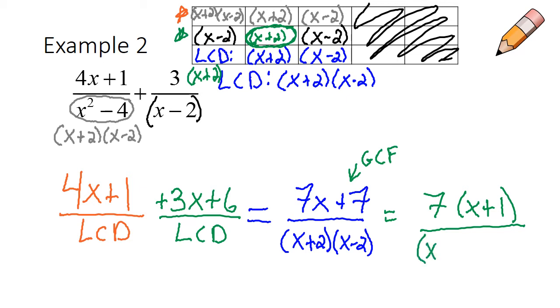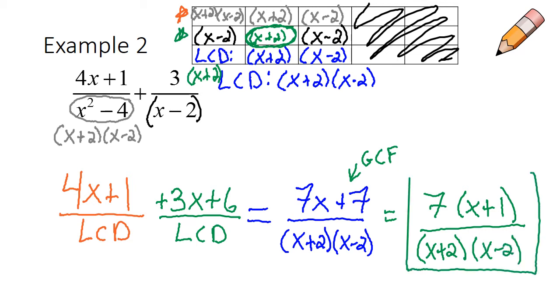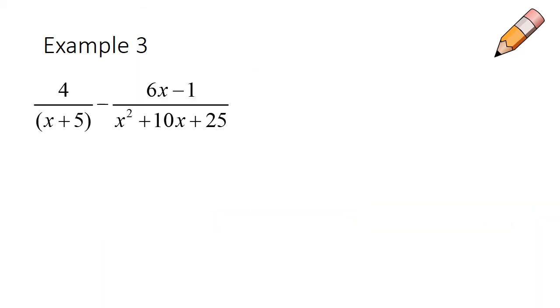Rewrite my denominator, which is x plus 2, x minus 2, and then this is going to be my solution here because I can't cancel anything out. Okay, remember, lots of work going into this. Make sure you guys are getting it all down. Here comes example number 3, all right?